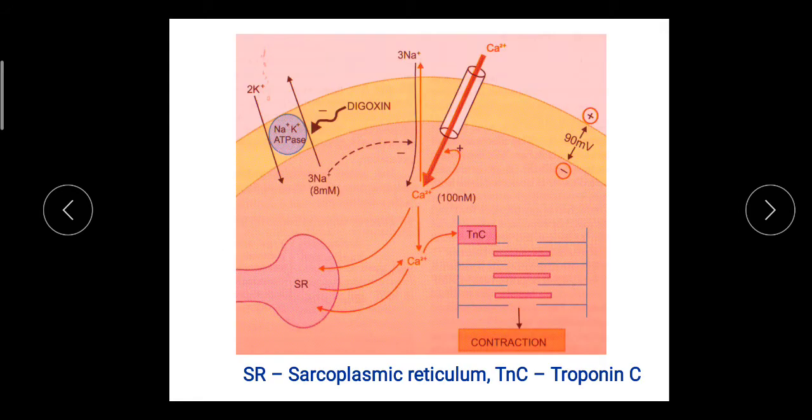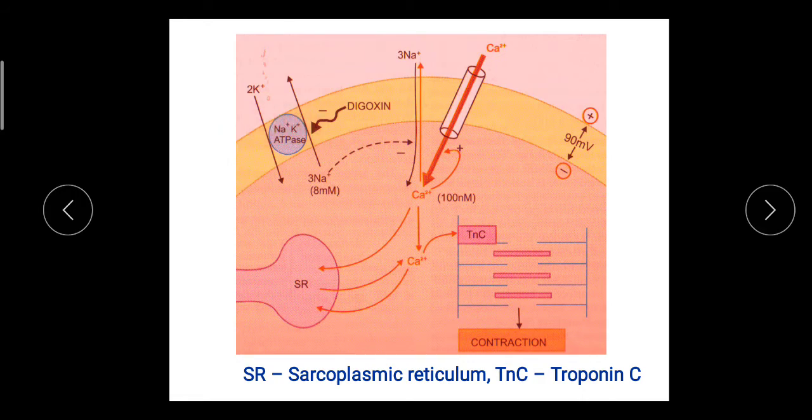In this figure you can easily observe this is the sodium potassium ATPase. What is the role of sodium potassium ATPase? Exchange of sodium with potassium. Here sodium from the intracellular goes outside the cell membrane, and potassium from the extracellular comes into the cell, and this exchange is done by the sodium potassium ATPase pump.